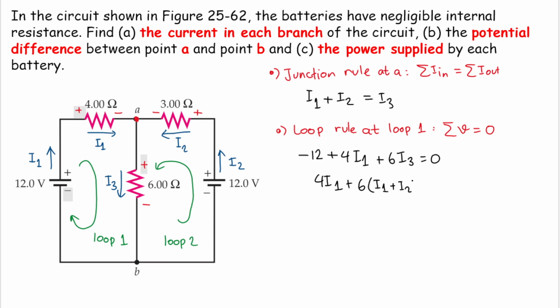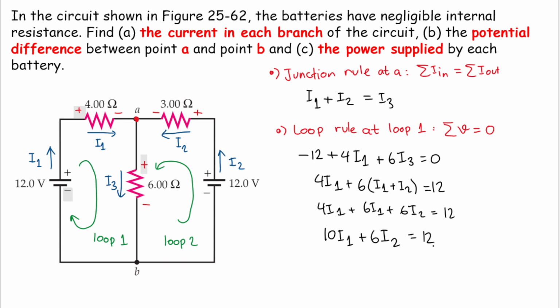Let's substitute that. Let's move this minus 12 to the right-hand side, so I have 12 here. And so we will have 4I1, and then plus 6I1, plus 6I2, and all of that will equal 12. 4 plus 6 is 10, so I will have 10I1, and then plus 6I2 here, and that will equal 12. And I think there is nothing more that we can do from here.